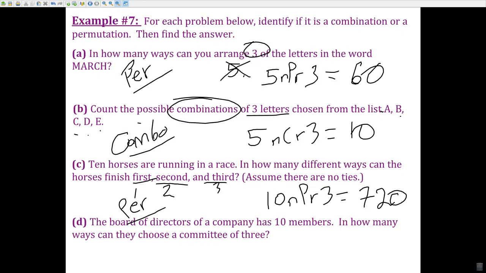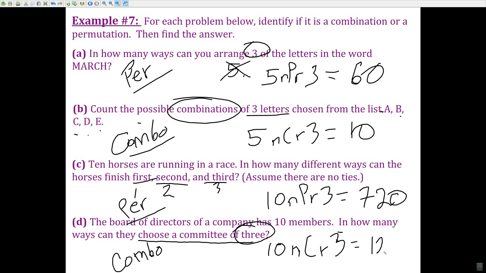The board of directors of a company has 10 members total. How many different ways can you choose a committee of 3? Well, the order doesn't matter, right? They just have to choose 3 of the people. So combo. How many combos are there? So there's 10 people. It's a combination. And you're choosing 3. 120 combos.